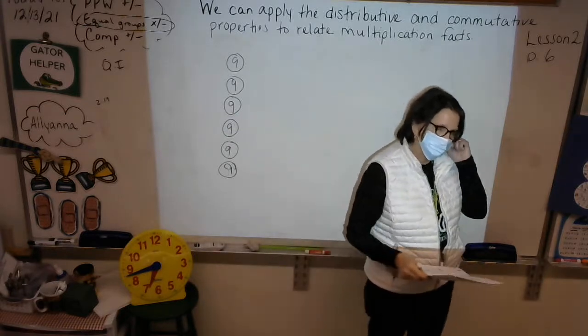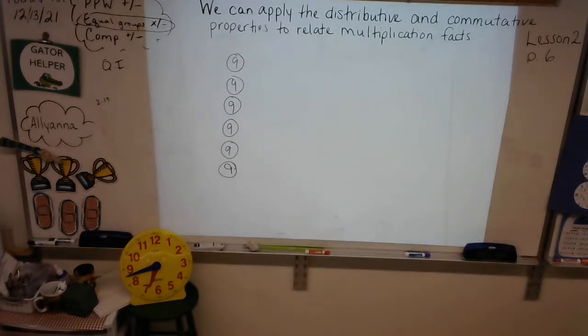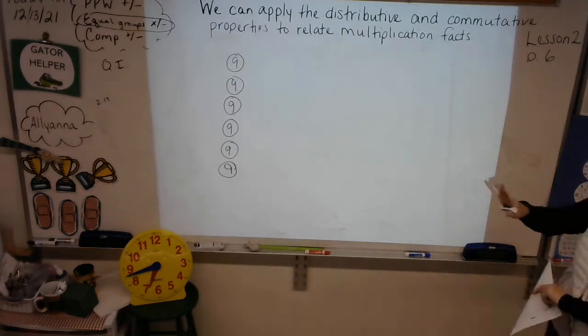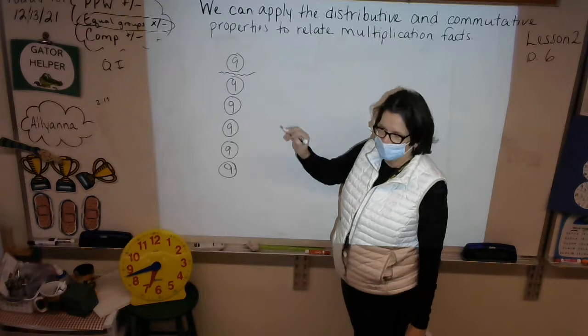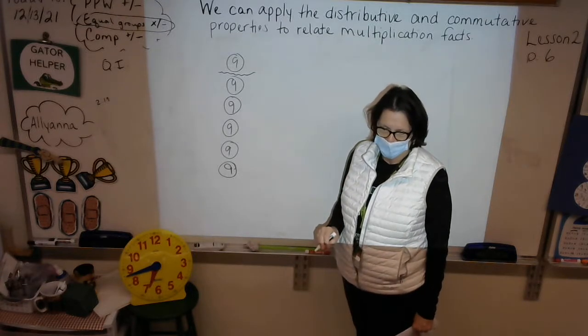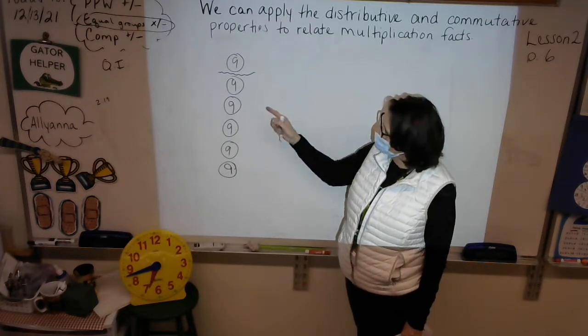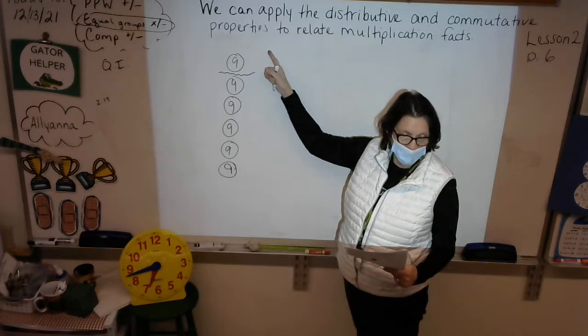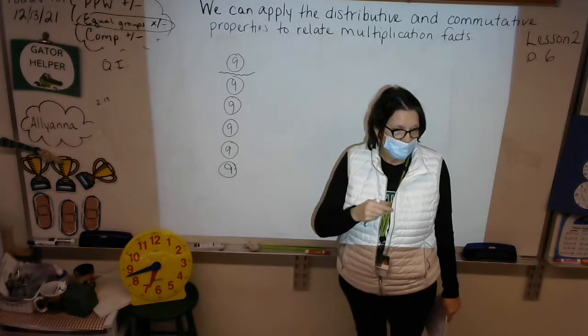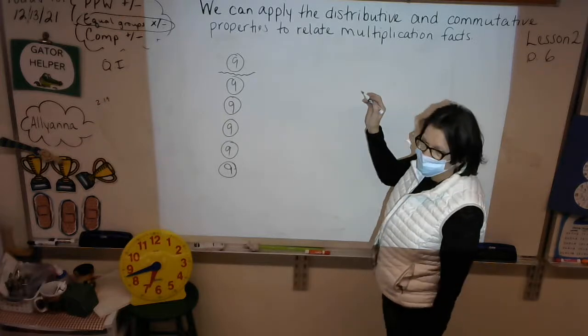I've got 6 nines. Now, what's that familiar math fact that all of us have passed already? What is it? It's 5s, right? So instead of trying to do 6 nines, let's decompose this right here. And now I have 5 nines down here and 1 nine up here, don't I? So what did we do? This is important, boys and girls.